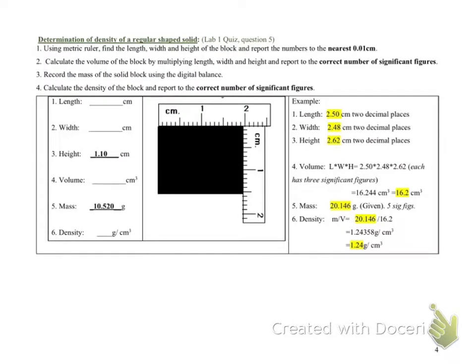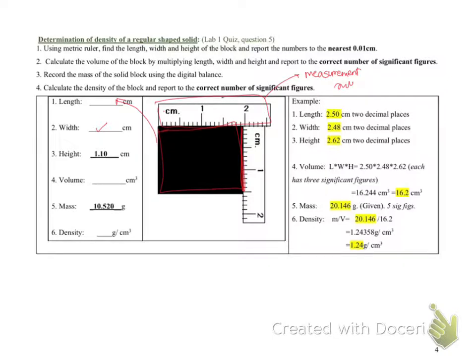The next is the determination of the density of a regular shaped solid. So let's assume we have this wooden block. First you're going to measure the length of, this is the ruler. So you're going to measure the length of this block and write down here. You're going to measure the width of this block and write down here, following the measurement rules, the one I explained on the last 2 slides.